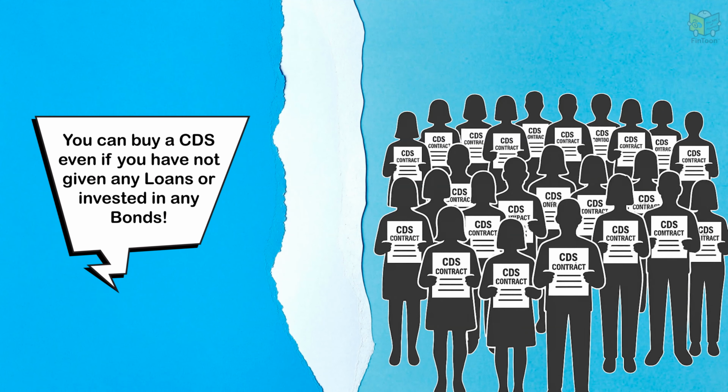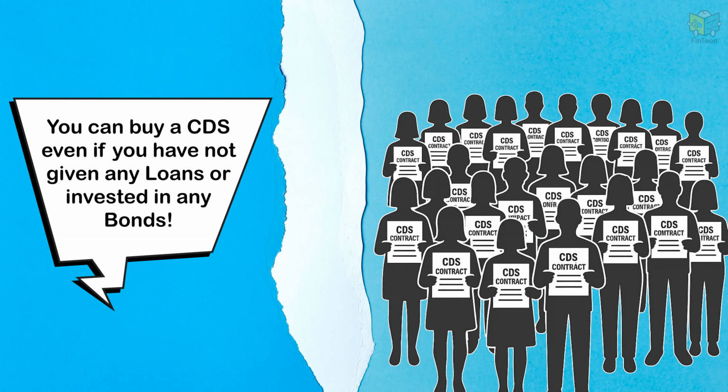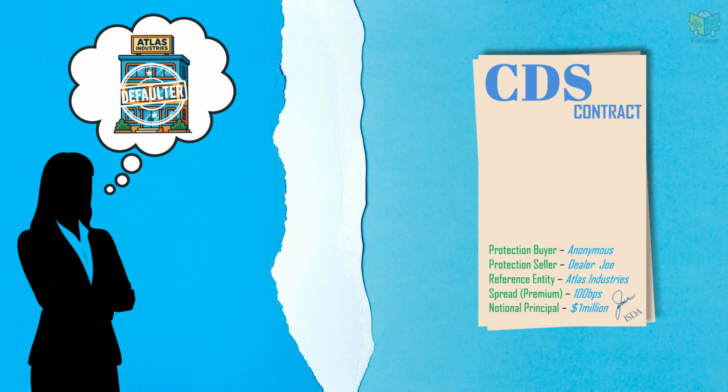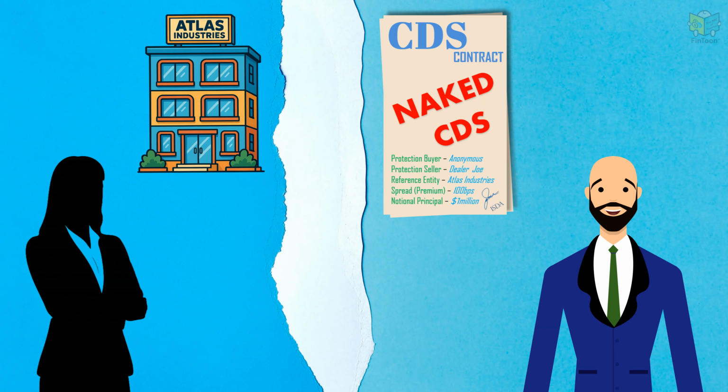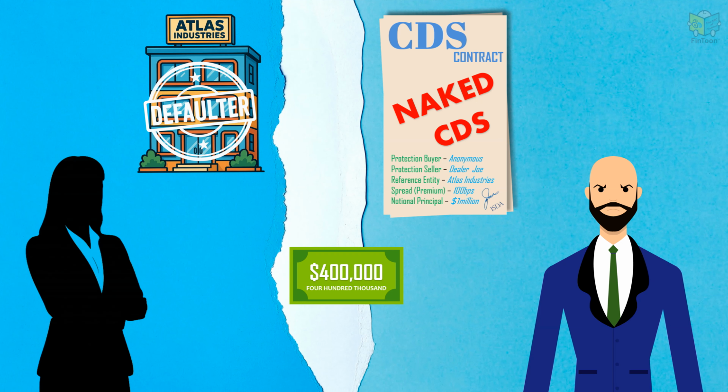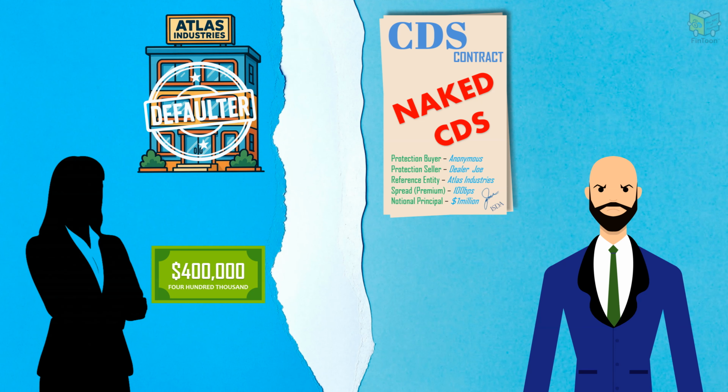Now, you may be surprised to know that CDS can be bought by anyone, even if they haven't lent money or invested in bonds. For example, if you believe Atlas Industries will default on its bond repayment, you can buy a CDS on their debt even if you do not own any of their bonds. These contracts are called naked CDS, and they have historically accounted for a large share of the market. Naked CDS are speculative and are always settled in cash. In such a case, you enter into a CDS contract with a dealer, pay the premium, and if Atlas Industries defaults, you receive the settlement amount from the dealer, even though you do not hold the bond. Isn't this a super risky bet?